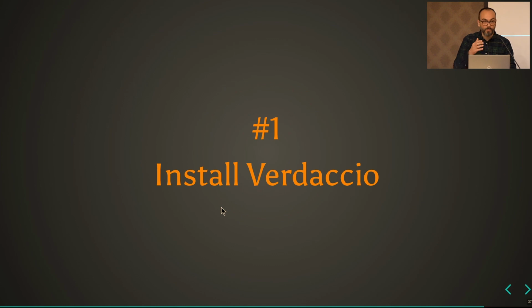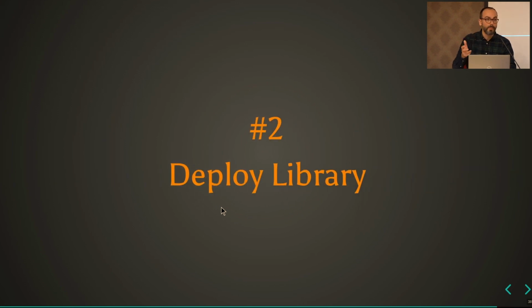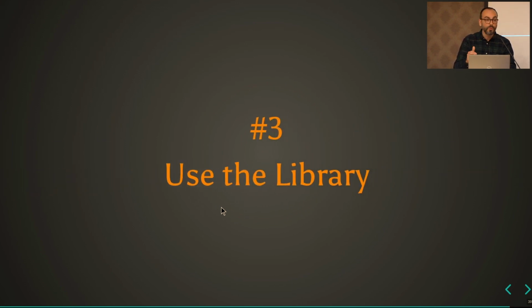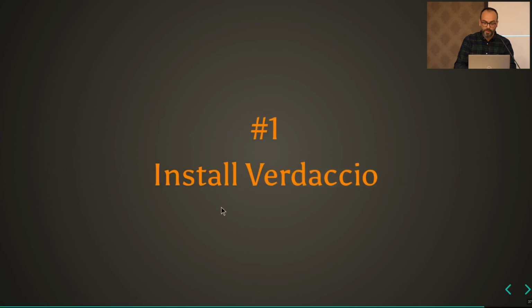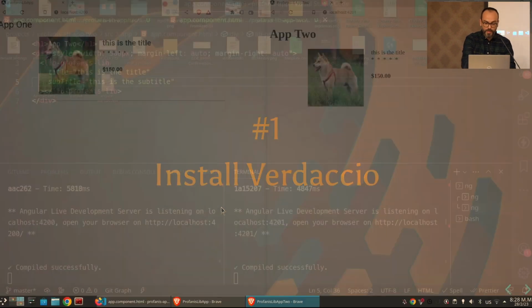Again, into live code. And the steps that we will follow are the following. First, install Verdaccio, and then deploy a library, and then use the library. A note here about Verdaccio: the reason that I use Verdaccio is that it's open source, it's free, and easy to use. So let's now switch again.